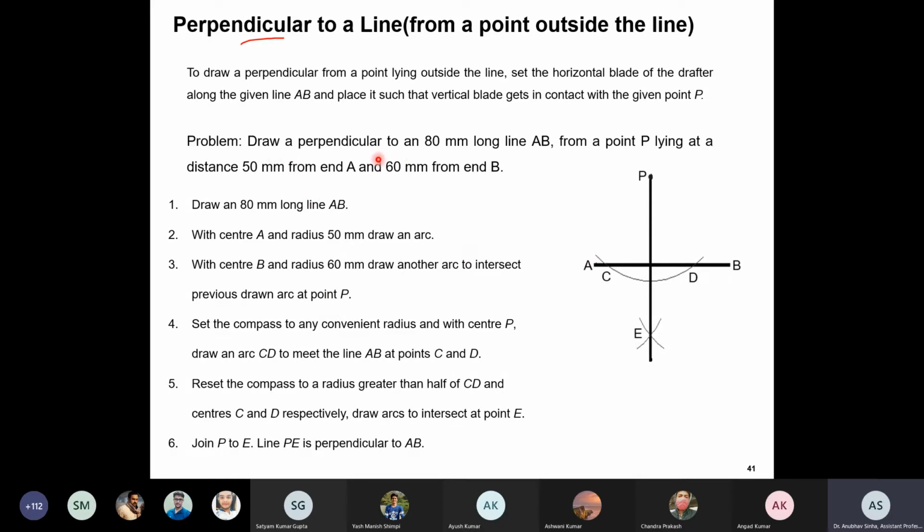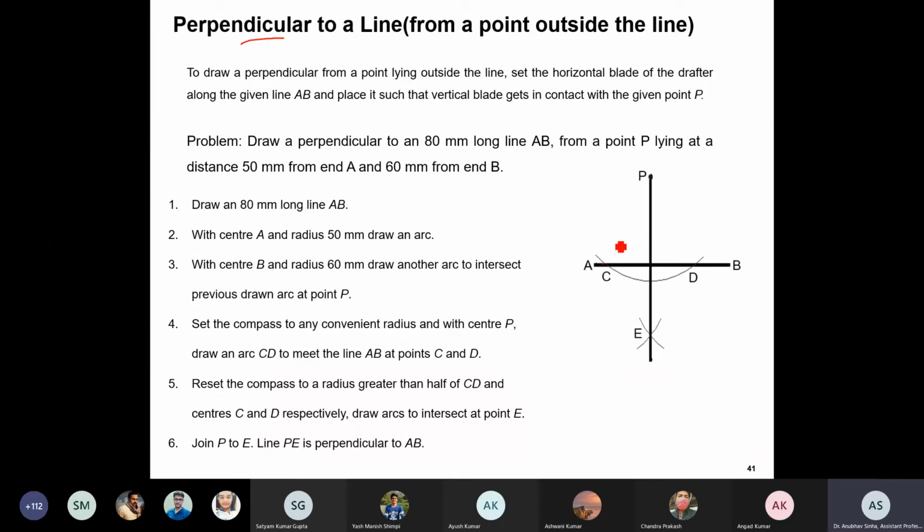Sorry. Let us read the question again. Draw a perpendicular to 80 mm long AB from point P lying at a distance of 50 mm from A and 60 mm from B. So the point P is 50 mm from A and 60 mm from B. It is not equidistant. First read the line: with center A, draw a 50 mm arc, and with center B, draw a 60 mm arc. It is not shown here, so let me write it down.